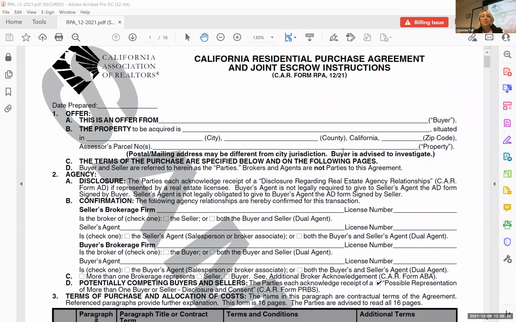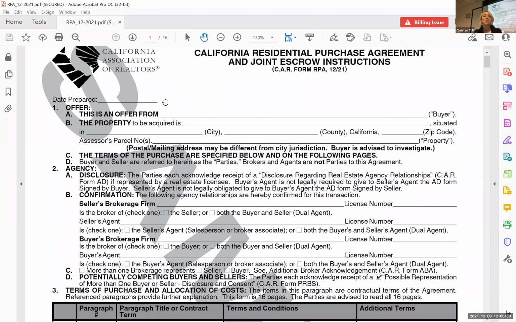All right. So as you can see, we now have a new date here, 12/21. Technically, this document should be live, up and running, and every time you write an offer from December 14th on, I believe, is when this form will replace our previous RPA. And it looks very similar. None of the information has changed too much, just a lot of formatting changes and some additions.